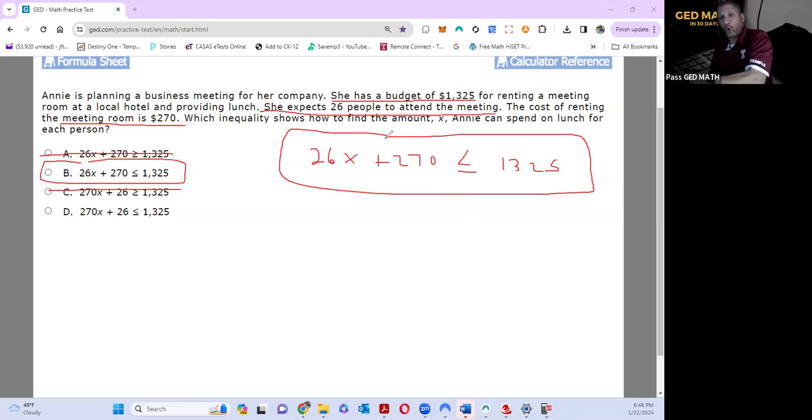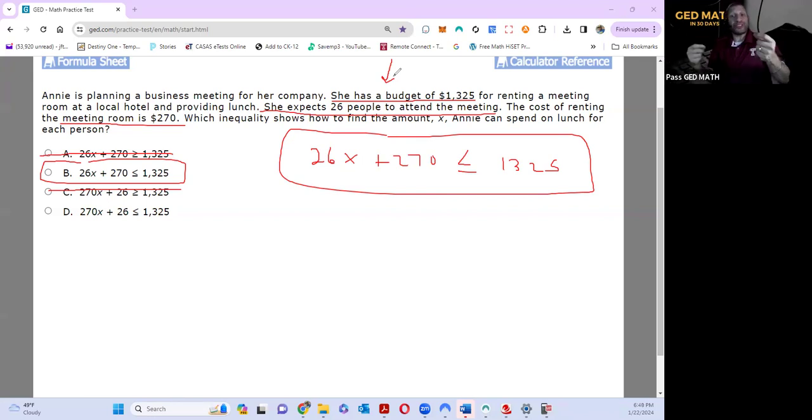That's just understanding this word problem. Don't get confused by the word problem, but understand what a budget means. Everybody knows that if you have a budget, you can't spend more than that. So it must cost less than that or equal to that. You can't spend more. That's common sense. We got rid of A and C with that.